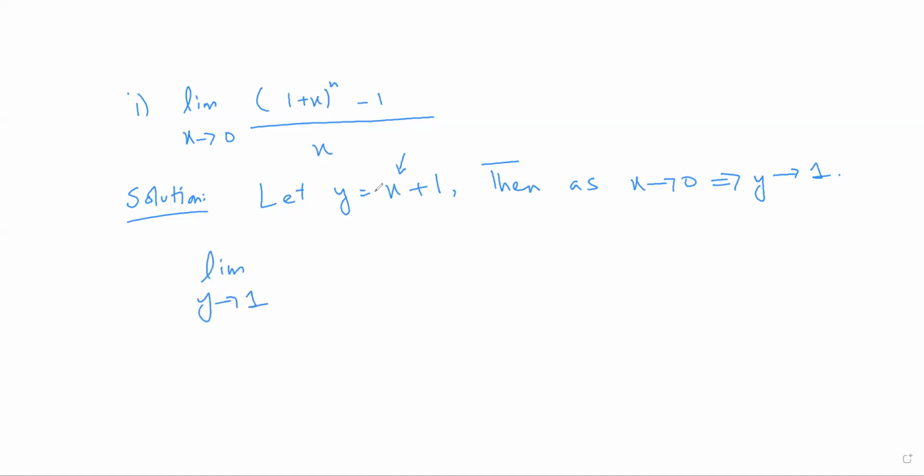1 plus x will be replaced by y. So y power n minus 1 divided by x. From here we can calculate that x is equal to y minus 1. So replace this x as well, y minus 1.